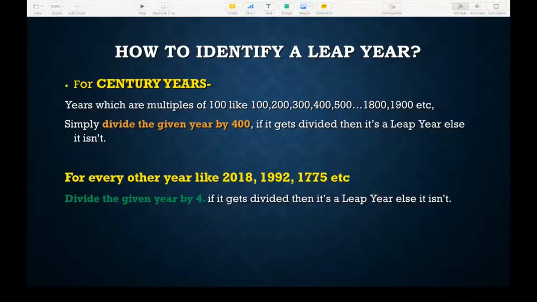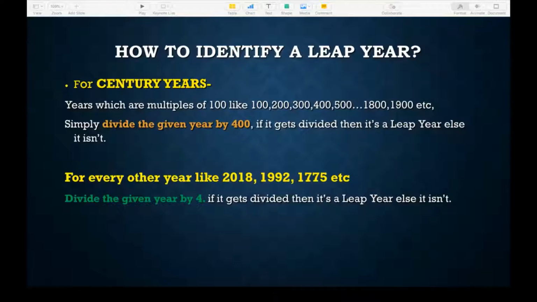So if I give you any century year, and ask you to tell me if it is a leap year or not, in that case you need to divide the given century year by 400. And if it is divisible by 400, then it is a leap year, else it is not. For every other non-century year, you will simply divide it by 4. If it is divisible by 4, then it's a leap year, else it is not.